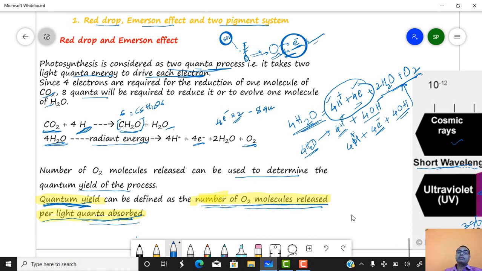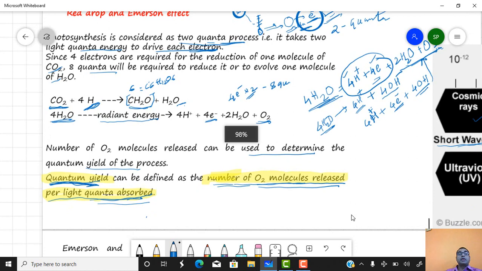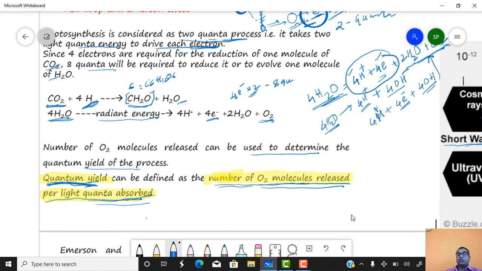So the emission of one electron requires two quanta of energy. Photosynthesis is considered a two quanta process. That means it takes two light quanta of energy to drive each electron. Since 4 electrons are required for the reduction of one molecule of carbon dioxide, 8 quanta will be required to reduce it or to evolve one molecule of oxygen. So what is quantum yield? The number of O2 molecules released per light quanta absorbed.